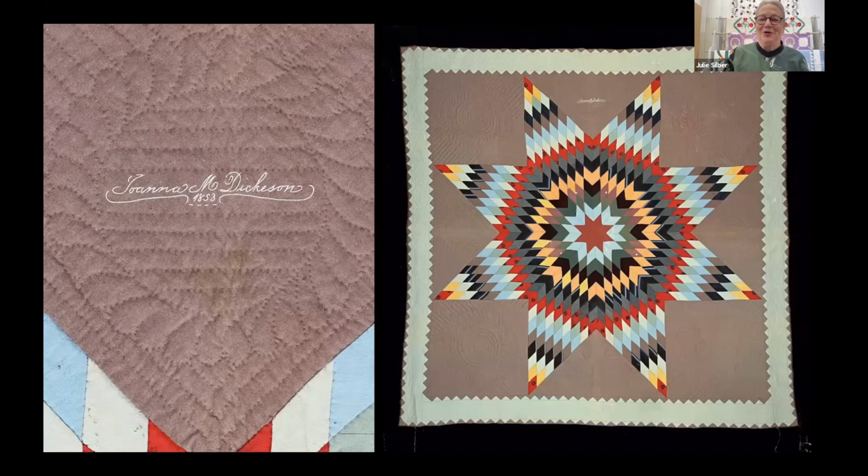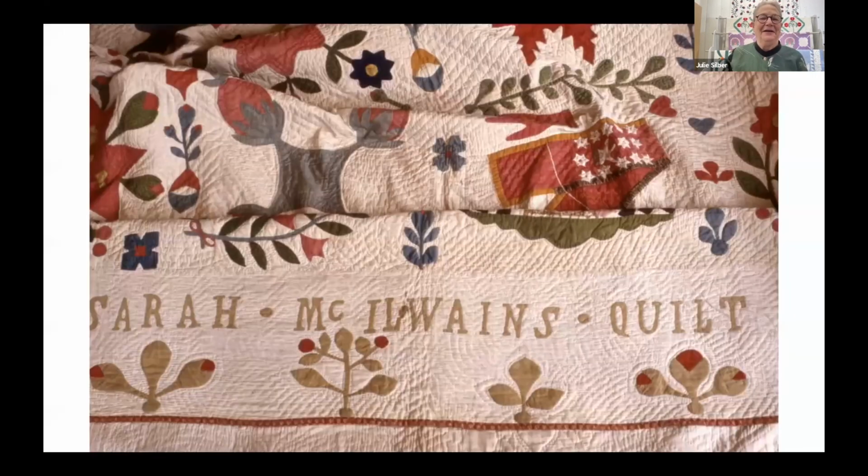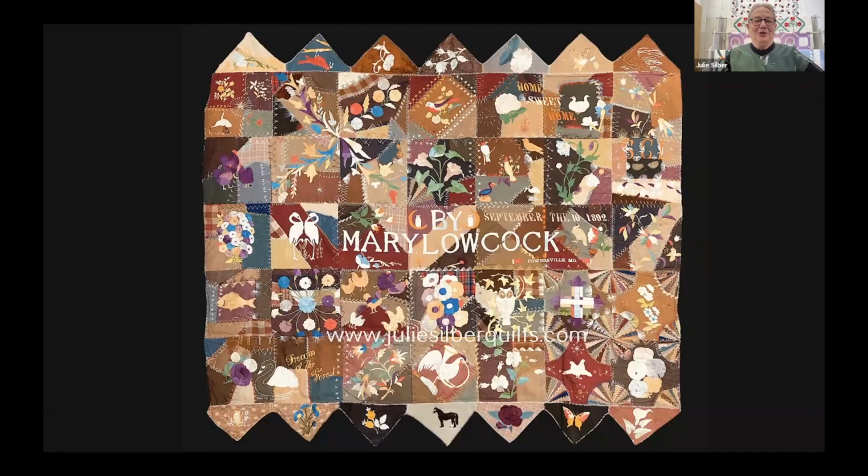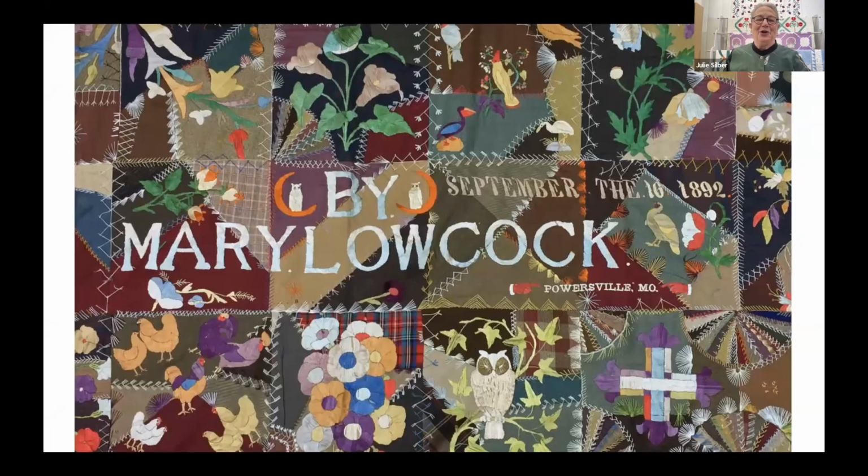Sometimes it's much more elaborate and exuberant. Sarah McElwain appliqued her letters at the bottom of her album quilt to let us know that she had made it. And one of my favorite quilts in my collection is this one. In these giant letters, Mary Lowcock has let us know that she made the quilt, the date she made the quilt, and where she lived.